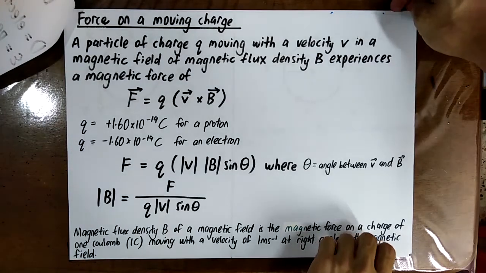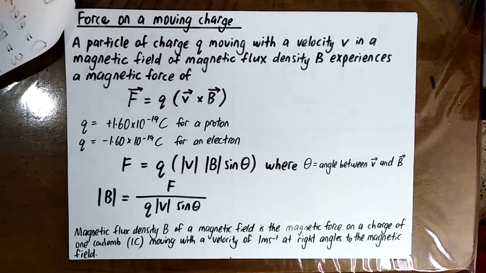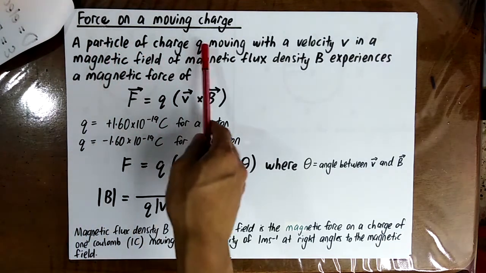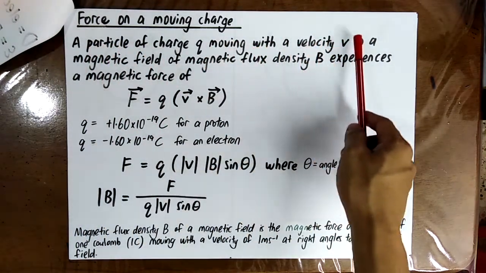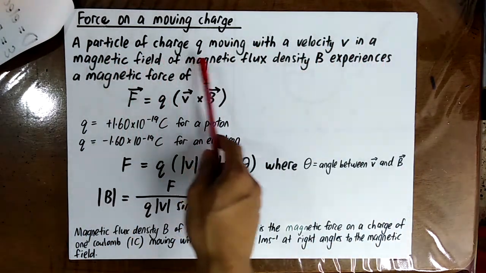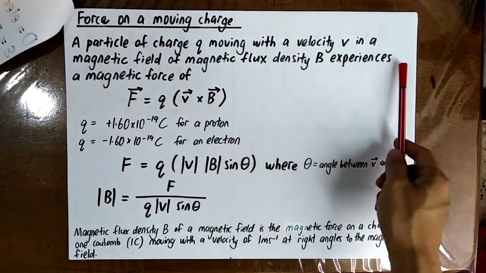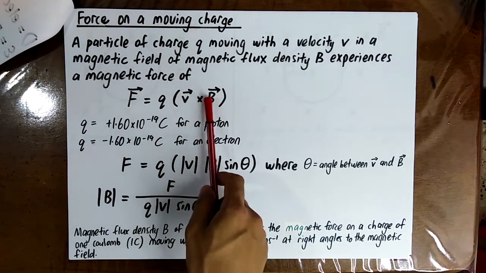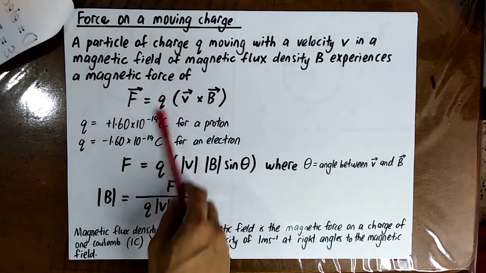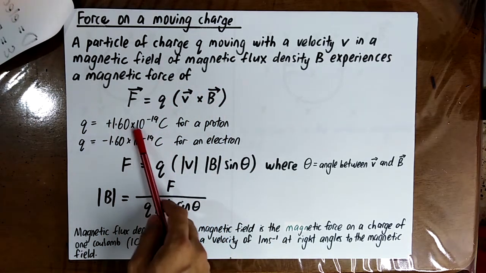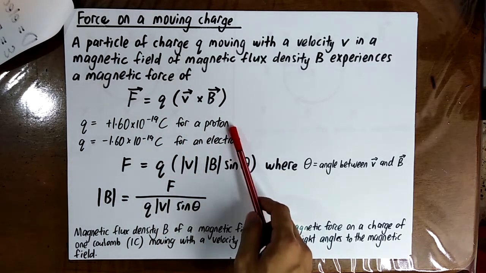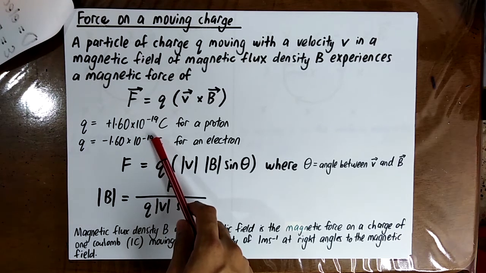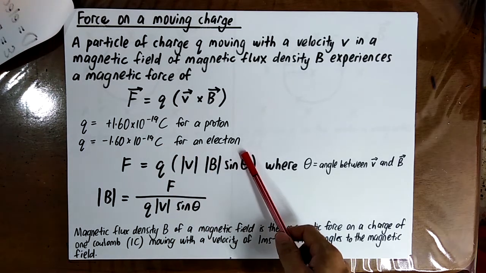Okay, so we talk about the force on a moving charged particle now. A particle of charge Q moving with a velocity v in a magnetic field of magnetic flux density B experiences a magnetic force of F equal to Q v cross B. And then Q is positive 1.6 times 10 power negative 19 coulomb for a proton. And then Q is negative 1.6 times 10 power negative 19 coulomb for an electron.